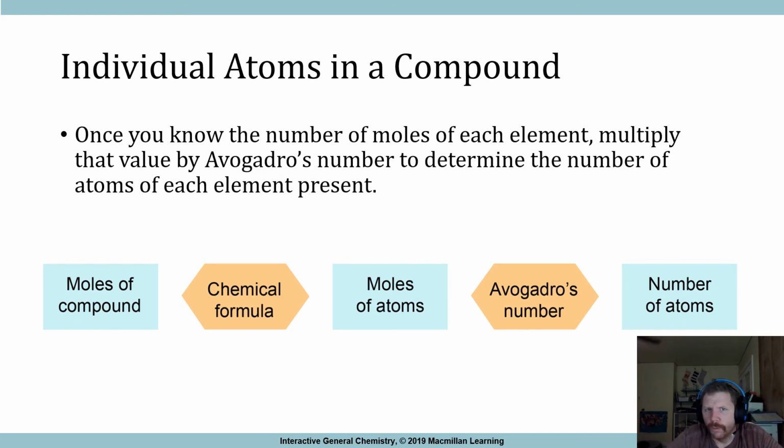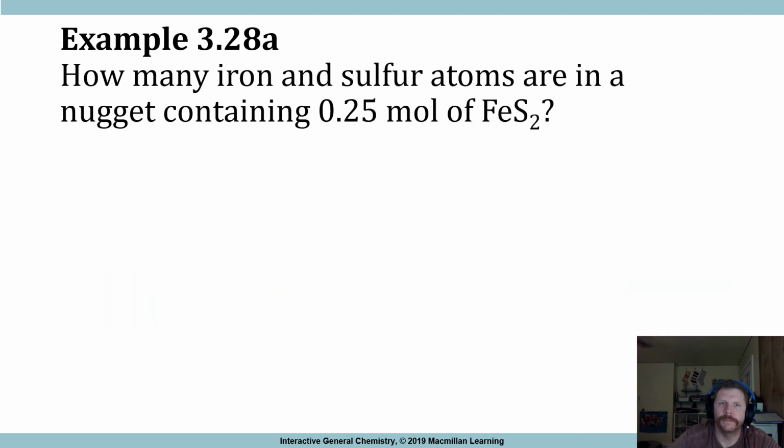So once you know the number of moles of each element, you can multiply that by Avogadro's number to determine the number of atoms of each element present. And that's what we're going to follow this up with right here. How many iron and sulfur atoms are in a nugget containing 0.25 moles of FeS2? Okay, so I'm going to set this up in 2 ways. 0.25 mole FeS2.